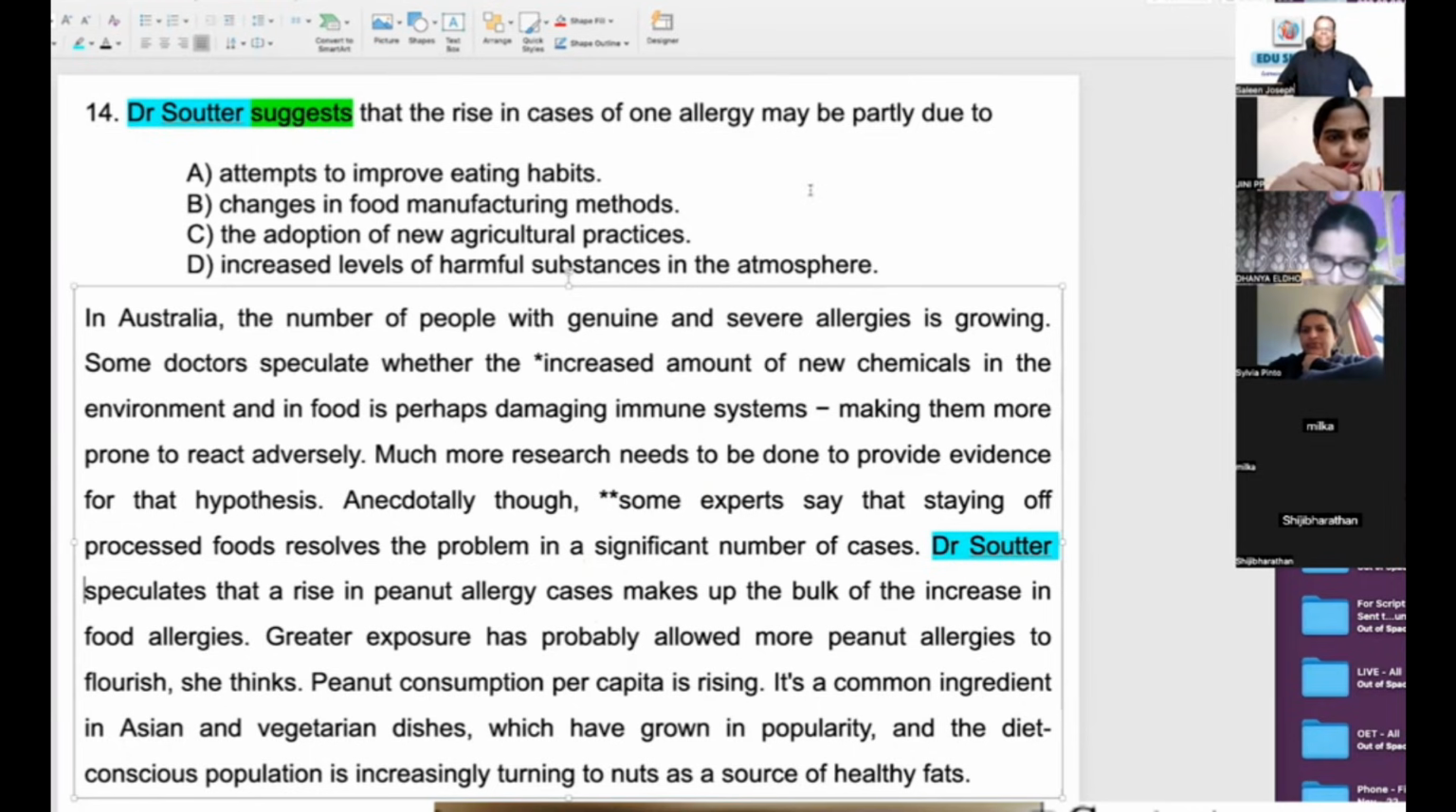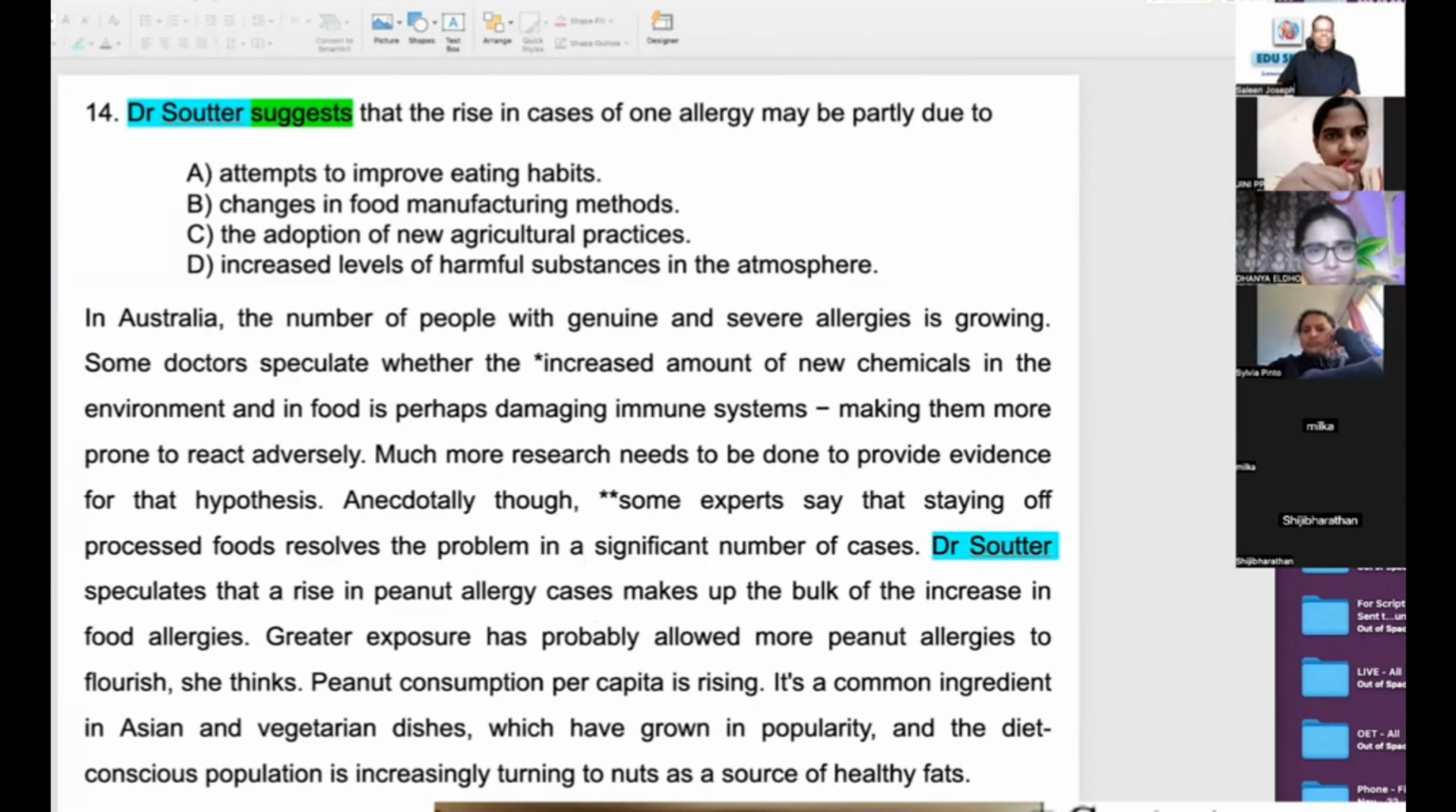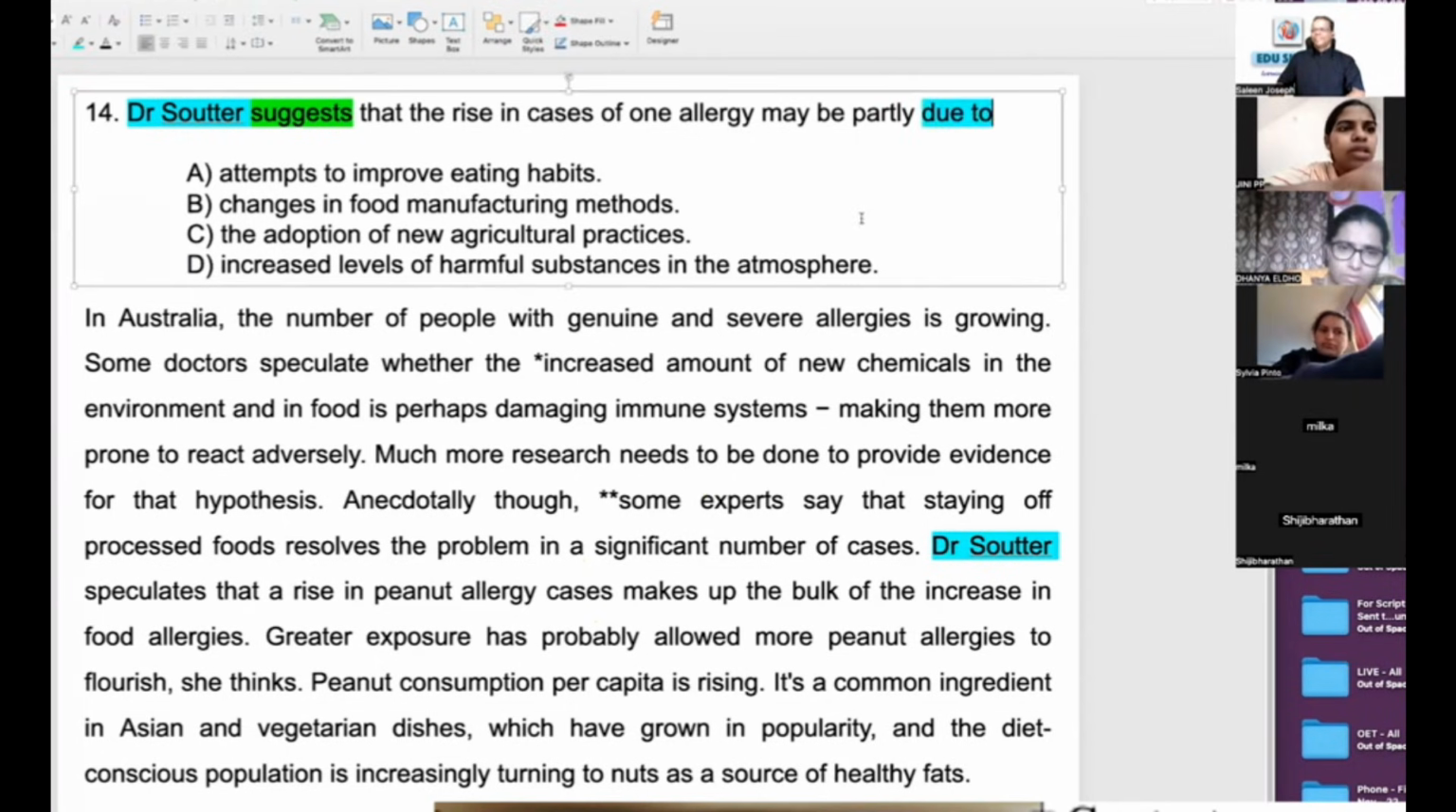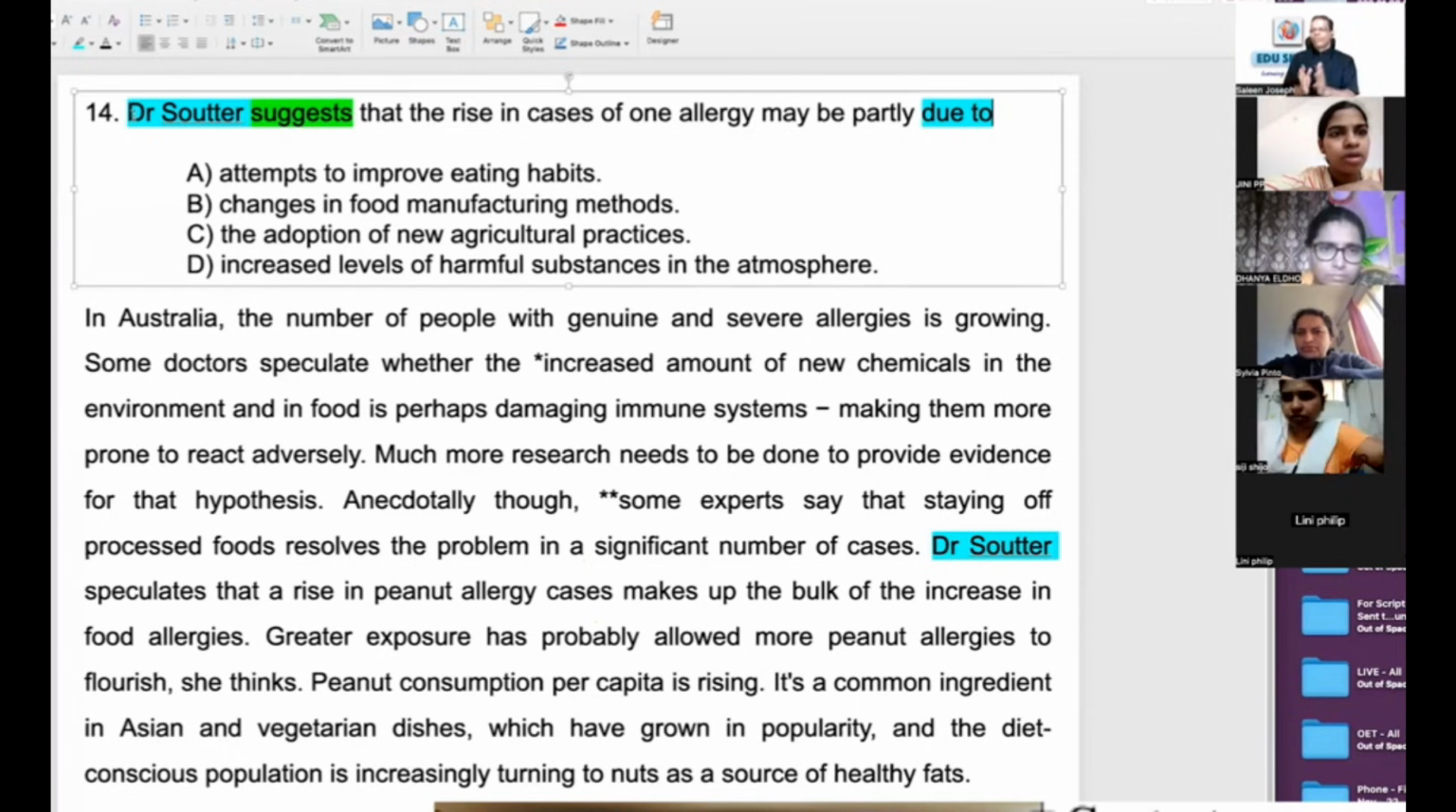So now you have to find out a problem and the reasons. Be conscious and try to listen for one reason: that the rise in cases of one allergy may be partly due to. Due to means what you have to understand? Cause, reason, or factors, whatever, it is all the same. So you have to find out attempts to improve eating habits, changes in food manufacturing methods, the adoption of new agricultural practices, increased levels of harmful substances in the atmosphere. There will be many reasons, but you have to see what Dr. Suter suggests or says. That's the focus point.